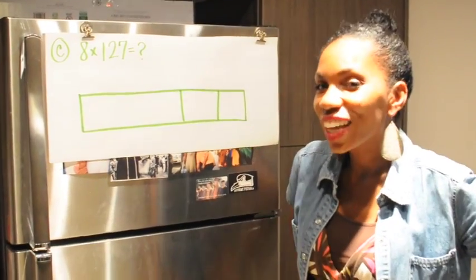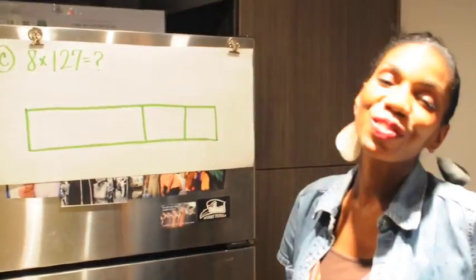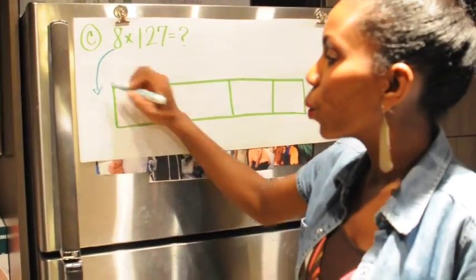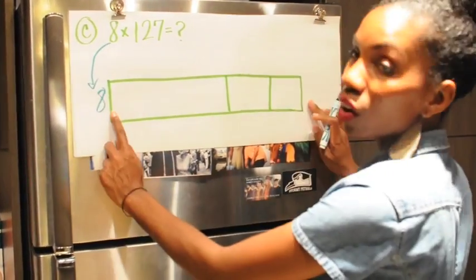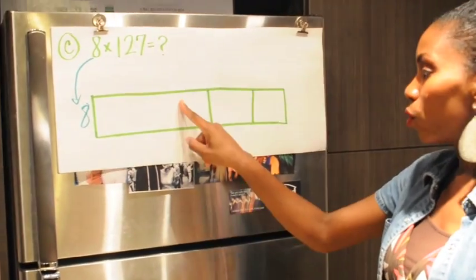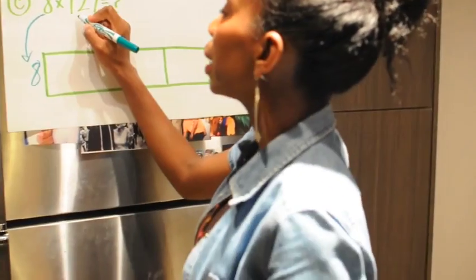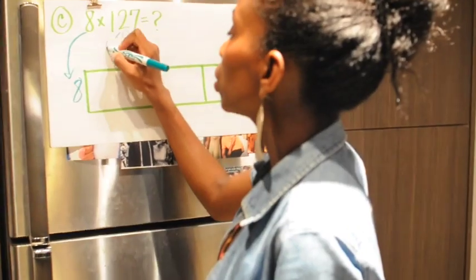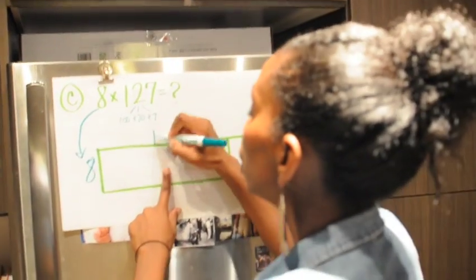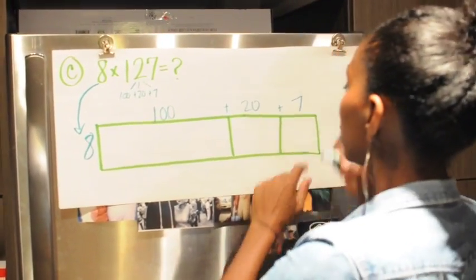Are you ready like spaghetti? Because I'm ready to take on another one of these problems. Here, we multiplied 8 times 127. Just like before, we're going to put our 8 right on the outside of our boxes. And guess what I noticed this time? I have 1, 2, 3 sections. That is because I'm breaking 127 into expanded form. 100 plus 20 plus 7. So, this will be 100 plus, this will be 20 plus 7.